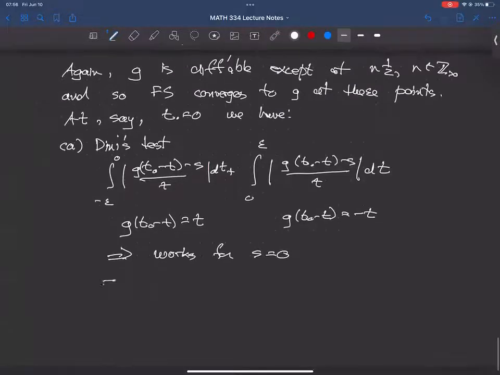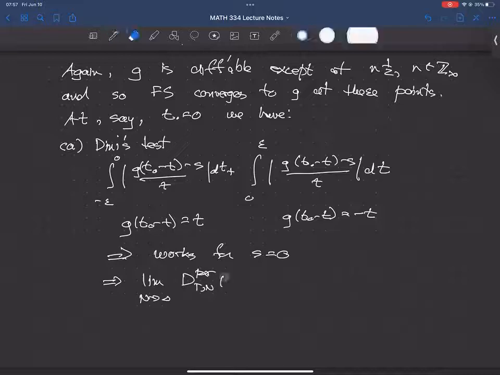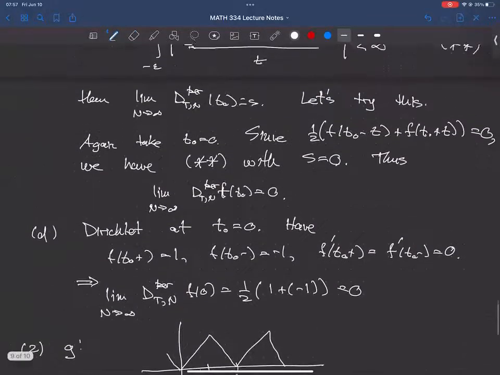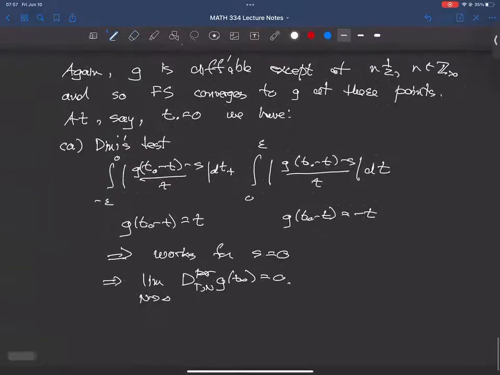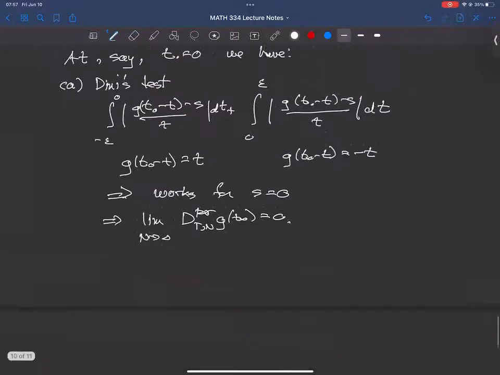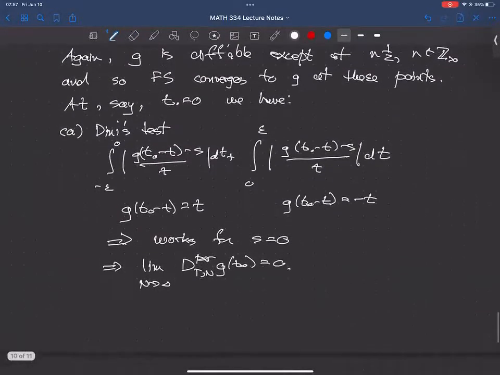And so therefore I can conclude that the Fourier series of G converges at t naught equals 0. By the way, I've only done these examples for t naught equals 0. The analysis is the same for all integer multiples of a half.